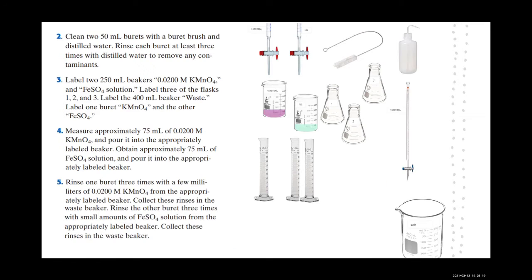Rinse 1 burette 3 times with a few milliliters of the 0.02 molar potassium permanganate from the appropriately labeled beaker. Collect these rinses in the waste beaker. Rinse the other burette 3 times with small amounts of the iron sulfate solution from the appropriately labeled beaker and collect these rinses in the waste beaker.